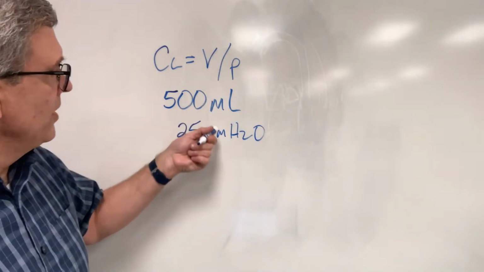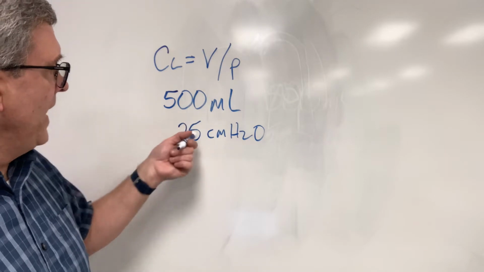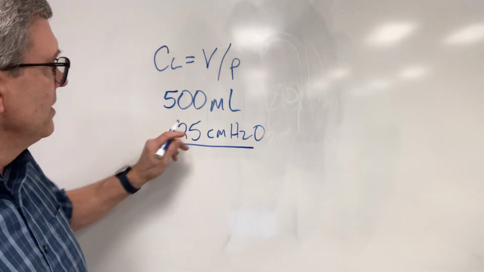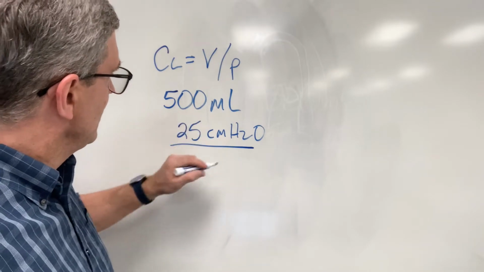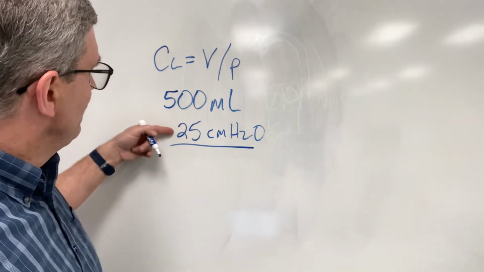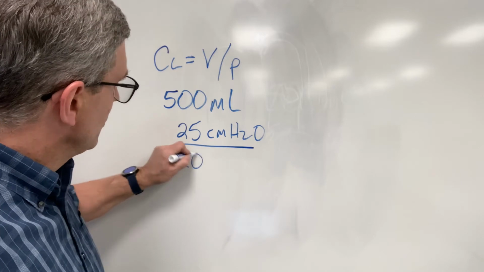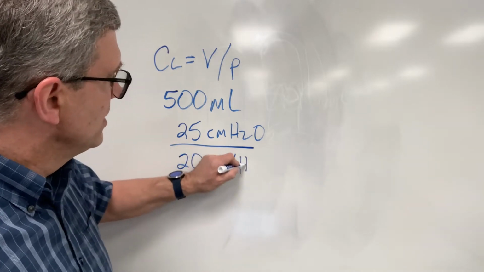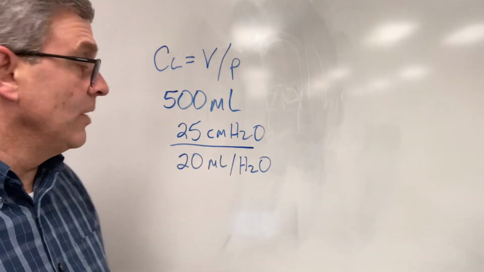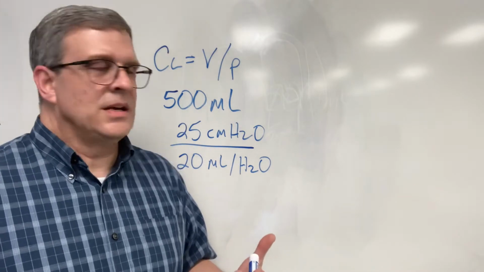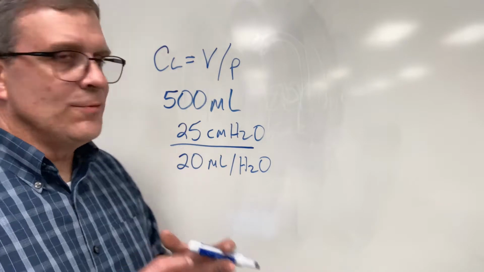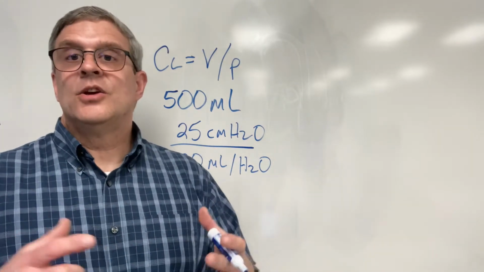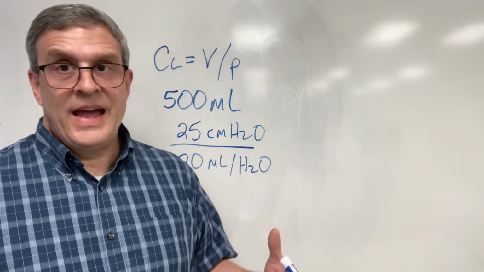So this is volume and pressure, and we work that out mathematically, and none of these units cross out, so we're just going to carry them through. And so we divide 500 by 25, and we're going to get 20 milliliters per centimeter of water. Now let's think about that so it's not just a number. That means that for every one of these units of pressure, the lungs accepted 20 milliliters of gas.